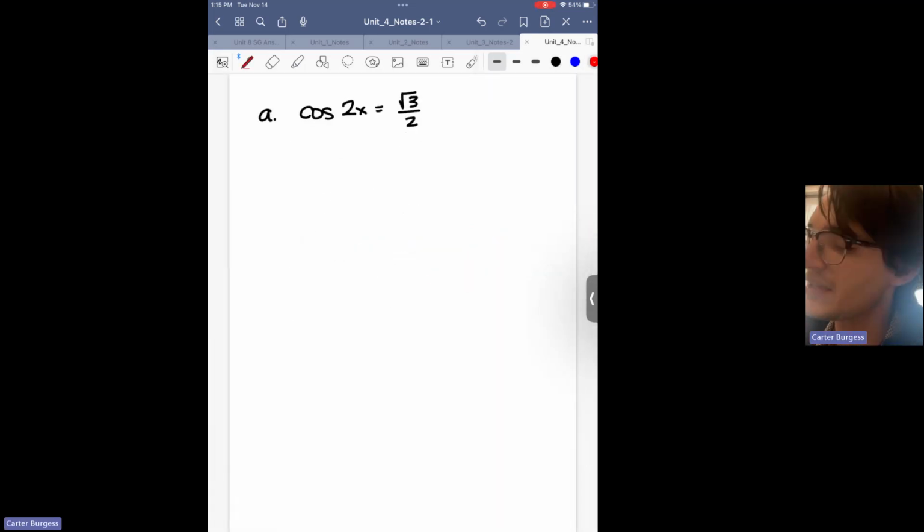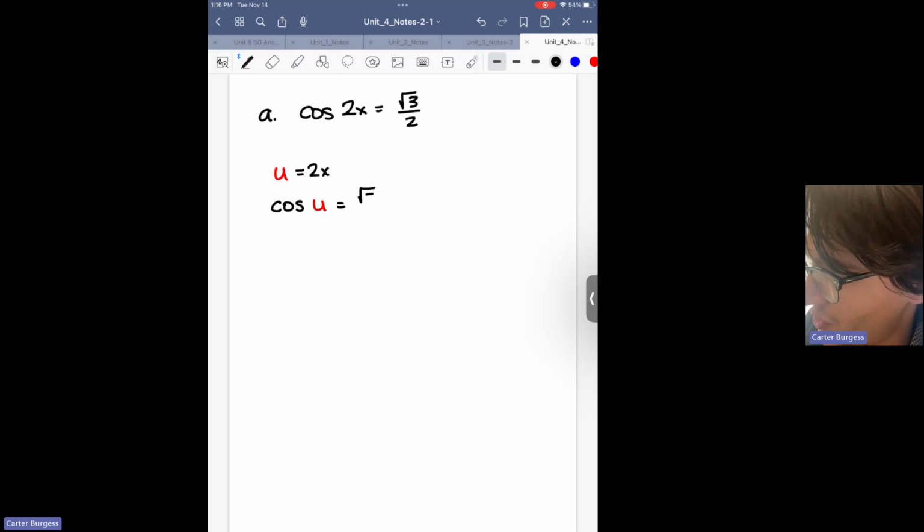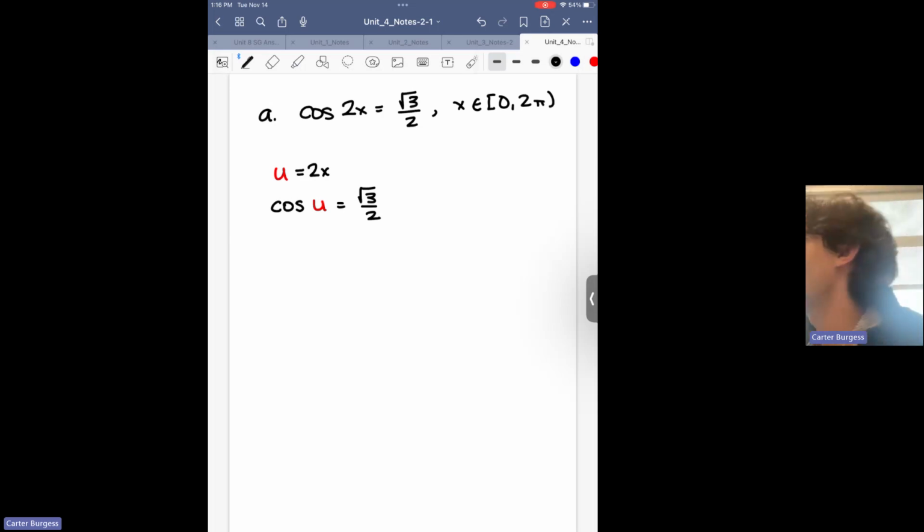Yeah, we're going to use a dummy variable. The one that I used was u, to say that u is equal to 2x so that we can reformat this as cosine of u being equal to the square root of 3 over 2. Now, in addition to the problem itself, we are also given the constraint that x is going to live between 0 and 2 pi. When I parameterize my equation to be in terms of u rather than in terms of x, what else do I need to adjust here?